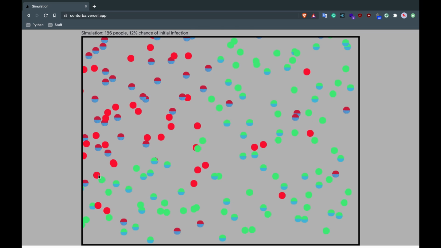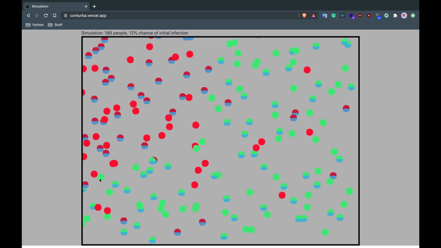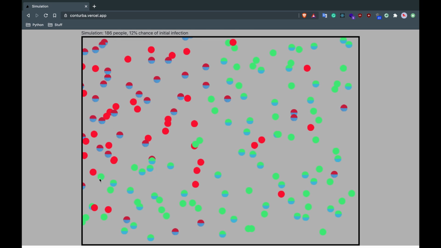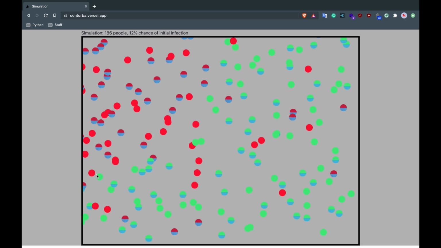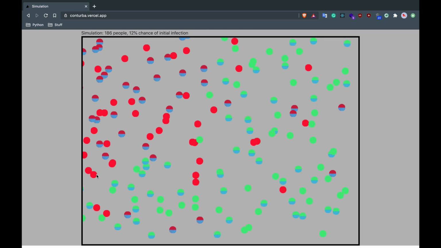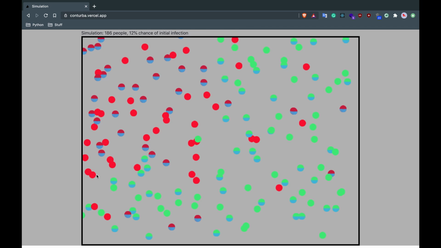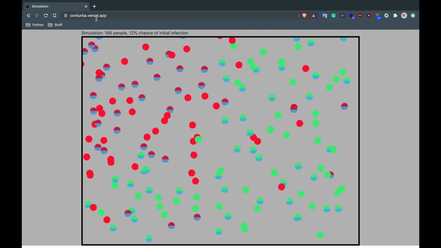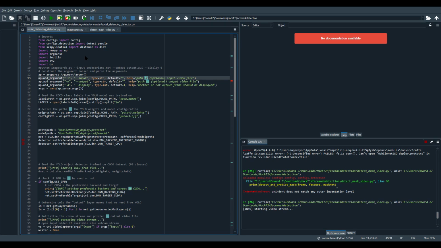Well, the reason for that is because each pixel on the screen represents about 0.1 meters in our simulation, because we wanted to make it more realistic, because realistically you wouldn't just be standing so close to someone, especially in a time like this where you were trying to avoid a disease. And then the simulation would just play out until the end, where eventually it would stop and everyone would be infected. And you can try it out for yourself by going to conturbá.vercel.app.